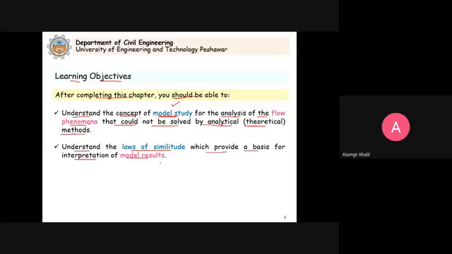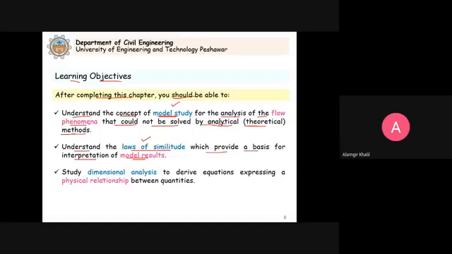So for that we need some mechanism so that we can predict the performance of the actual structure by conducting tests on the models. So for that we have laws of similitude. Similitude is the theory and art of transferring the results of model to the prototype or vice versa. So you should be able to understand these laws of similitude. We will study in detail similitude, which provide the basis for interpretation of the model results.